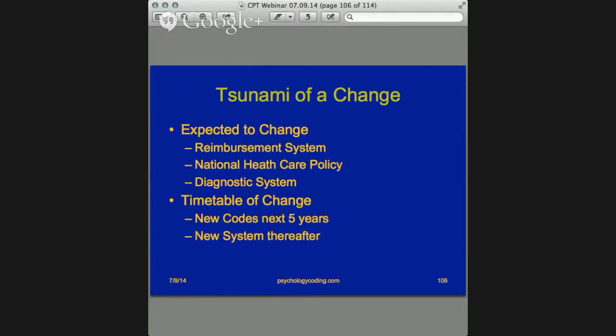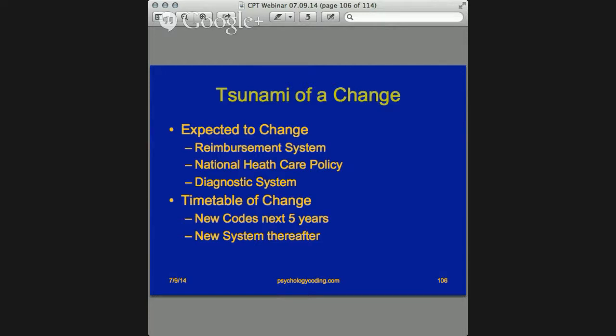We're in the midst of a tsunami of change. The reimbursement system is changing, and I believe that we have, by de facto or indirect, a national health care policy through the Affordable Care Act, and we have, of course, a diagnostic system. Expect new codes of very significant difference in nature over the next 5 years, and then once we get all this worked out and all the different problems resolved, obviously the way it works, they'll shift the set, and we'll have to start learning again.